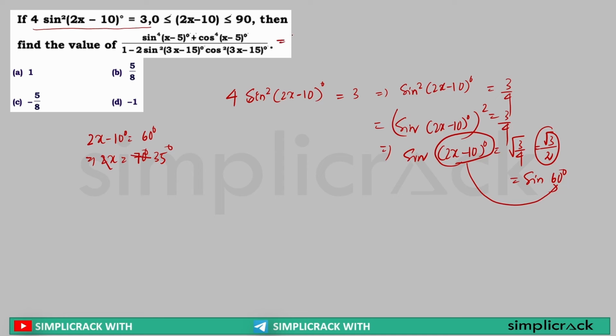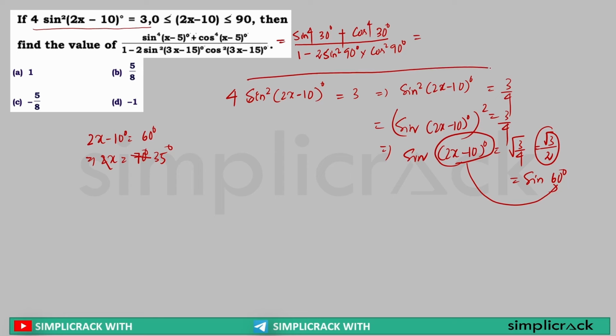Sir, sine to the power 4, 35 minus 5, that is 30 degree, plus cos to the power 4, 35 minus 5 is equal to 30 degree, divided by 1 minus 2 sine square 35 into 3 is equal to 105 minus 15 degree. 105 minus 15 degree is equal to 90 degree, multiplied by cos square 90 degree, because this is same 3x minus 15. Now I need to find this value.